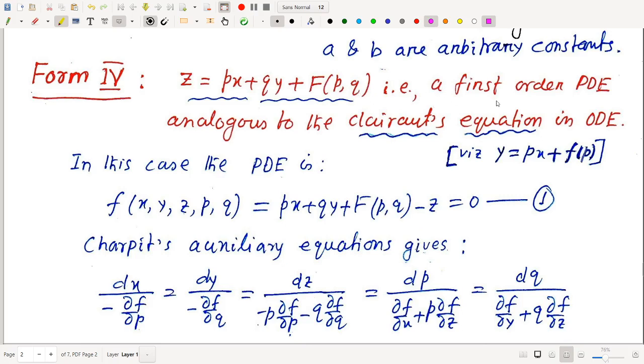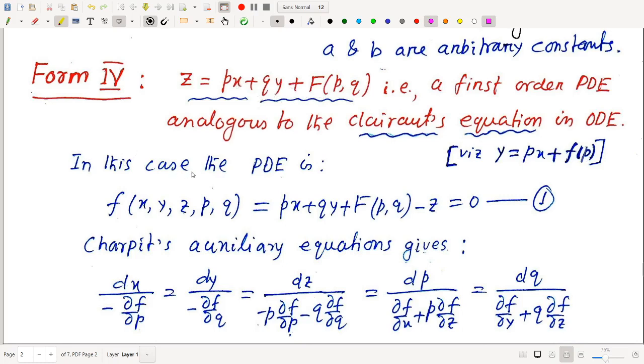That is a first order PDE analogous to Clairaut's equation in ODE. We have got Clairaut's equation, an ordinary differential equation, in the first semester. It is of the form y equal to px plus f of p, where of course p was dy by dx, and the complete solution was just replacing p by c. We got y equal to cx plus f of c. So this is also similar to Clairaut's equation in a single variable. Here it is two variables. In some books this is also written as Clairaut's equation in two variables.